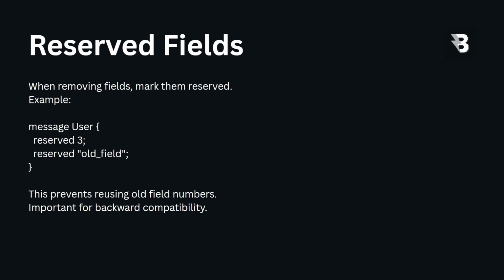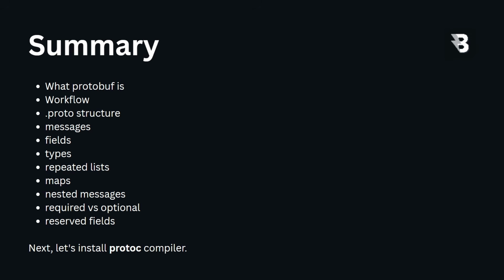Now, if all these things are going over your head, don't worry, all these slides were just a quick rundown, and soon we will start coding ourselves and understanding using real examples. So, up until now, we have covered what Protobuf is, how the workflow happens, the structure of a .proto file, the messages that go inside a proto file. So we start with the syntax, then the package, then messages, the fields of the messages, the types of fields, the repeated list, nested messages, required versus optional, and reserved fields. So with all of that, next, let's install the protoc compiler.